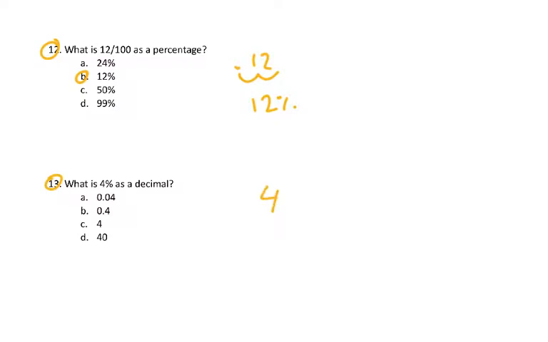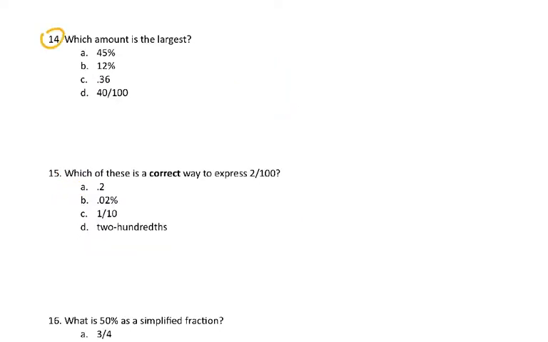13 asks what's 4% as a decimal. So the decimal in 4% is right here. And since it's already out of a percent, we're going to move it to the left 2 times. That means that we have 1 blank space filled with a 0. So 0.04 is 4% as a decimal. So A. 14 says which amount is the largest. When you have all these different types of numbers, these are all rational numbers.